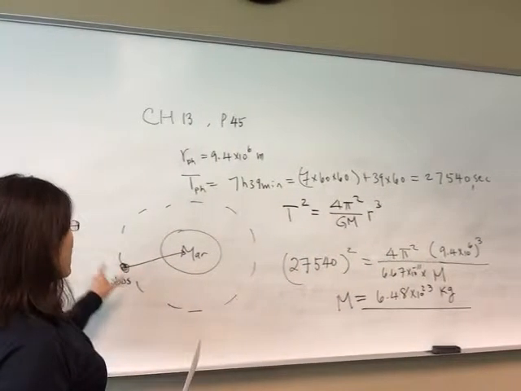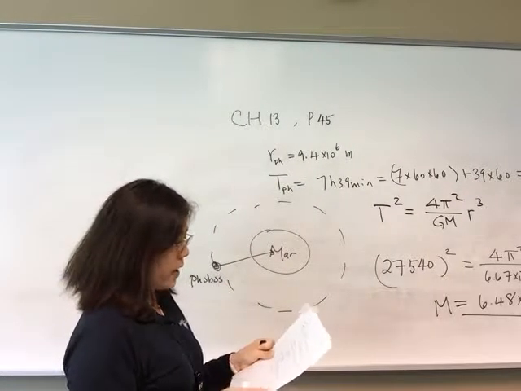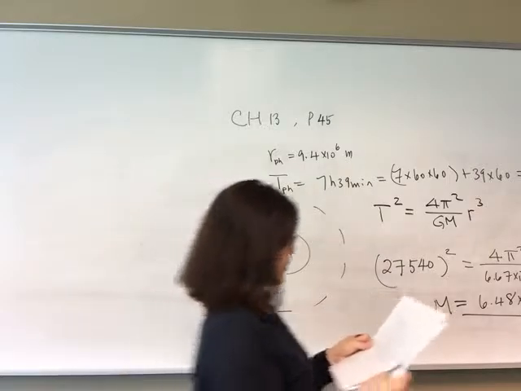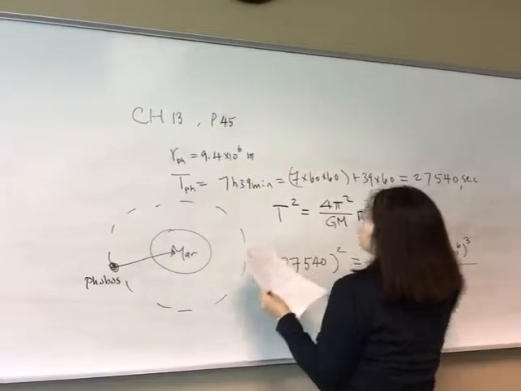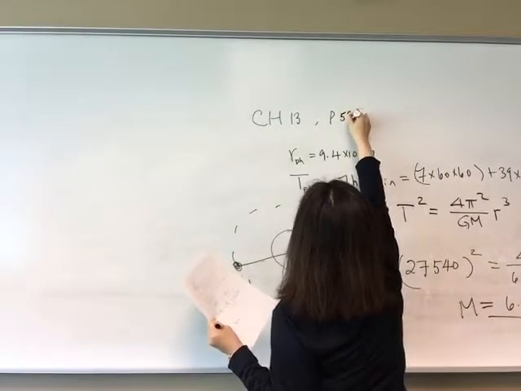If you know the radius and you know the period, then finding the mass of the object becomes quite straightforward. Okay, and the next one we want to do is 53.